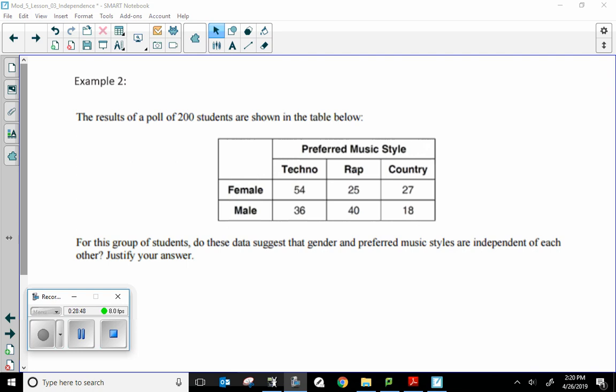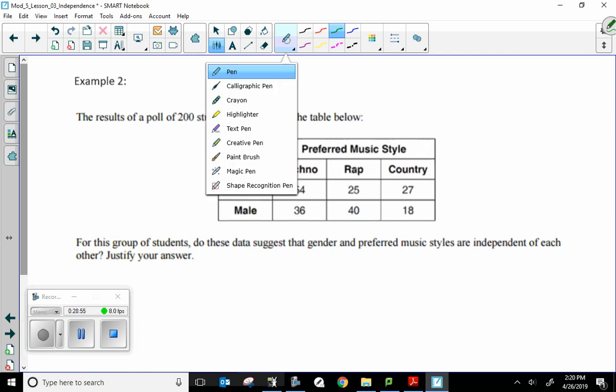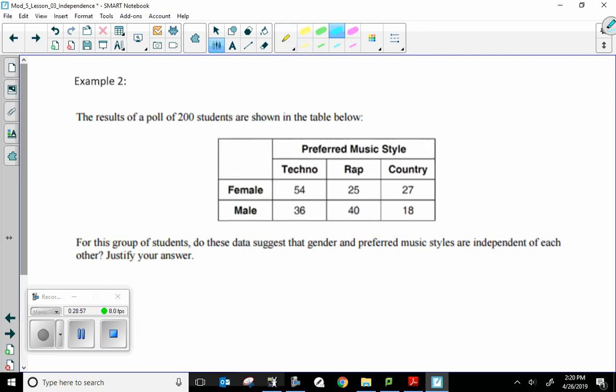Let's pick one gender and one music style. I get some choice here. I'm going to go with males, because I'm a male. And let's go with, rap is too easy, let's go with techno.